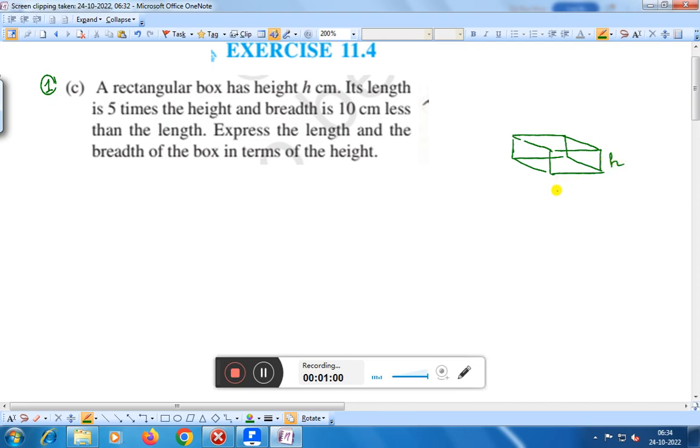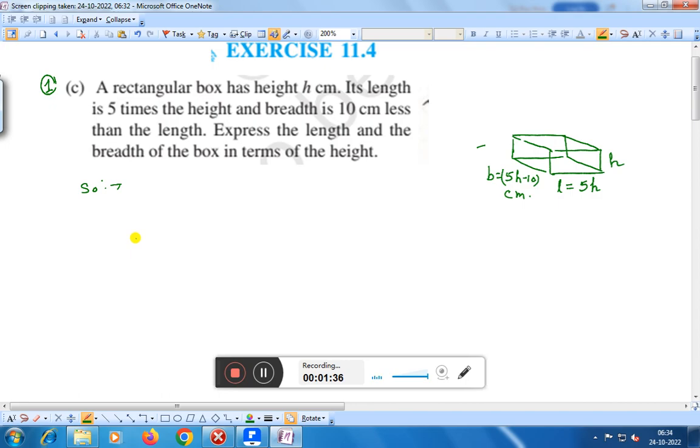And its length is 5 times the height. 5 times the height, that means 5h, right? And breadth is 10 centimeter less than the length. Breadth is b, you can write b as 5h minus 10 centimeter, right? Therefore, in this way you can solve the solution.